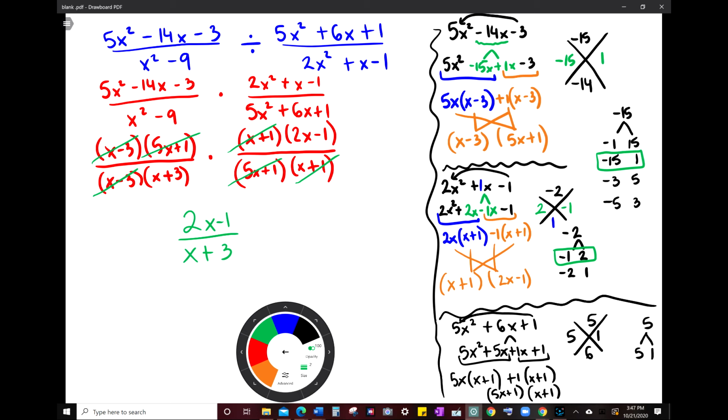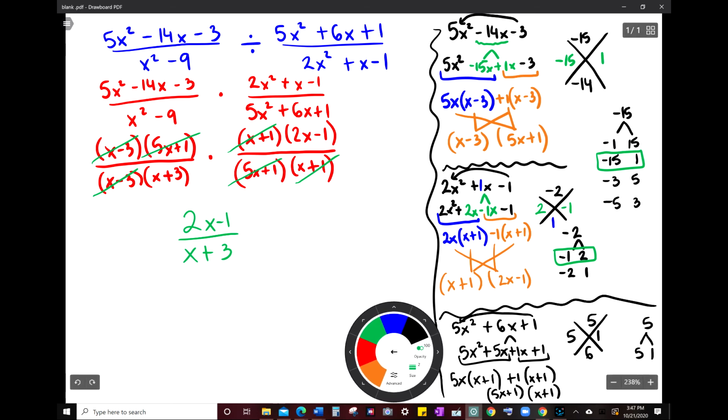Okay, however, we're not done yet because we need to state the restrictions. And when you state the restrictions for this expression, you have to go back to the beginning, which is the original problem. So for this original problem, because they are both fractions, we need to look for what value, when you plug it in, will make the denominator of the fraction become 0. That means you cannot have those values, because when you have those values, your fractions will become undefined. Okay?